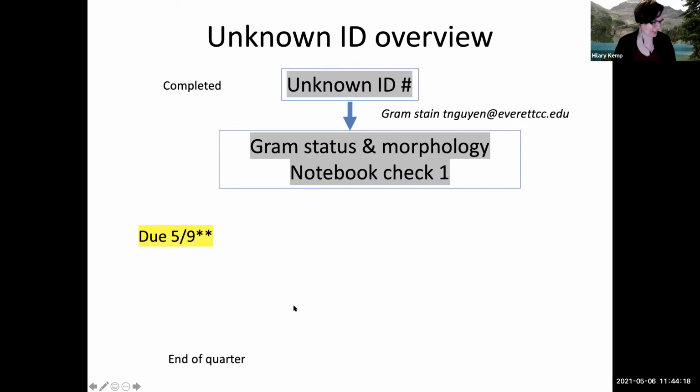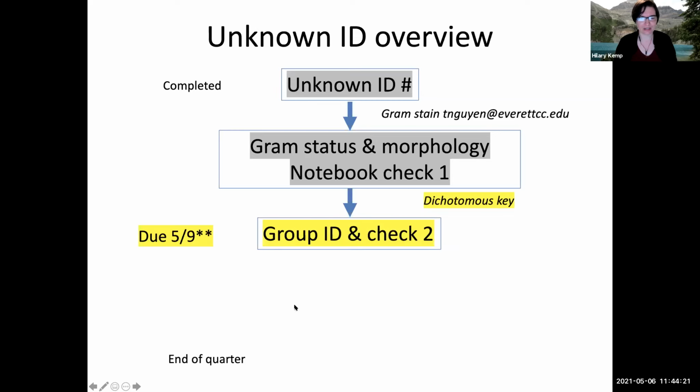I do want to take a second to remind us where we are in our unknown ID process. I'll also talk about this in lab meeting, but we are coming up on the deadline for the group ID. So make sure that you're well on your way through the part 2 analysis. It does take more than a day. If you haven't started this yet, you are really behind. Get started now and kick butt as fast as you can.